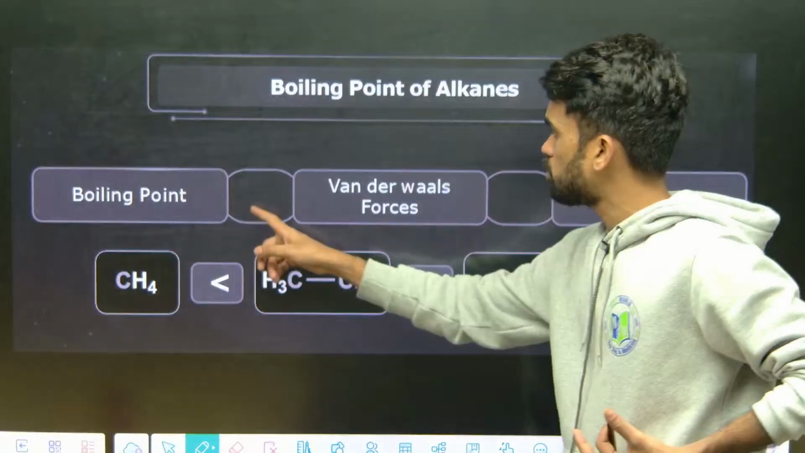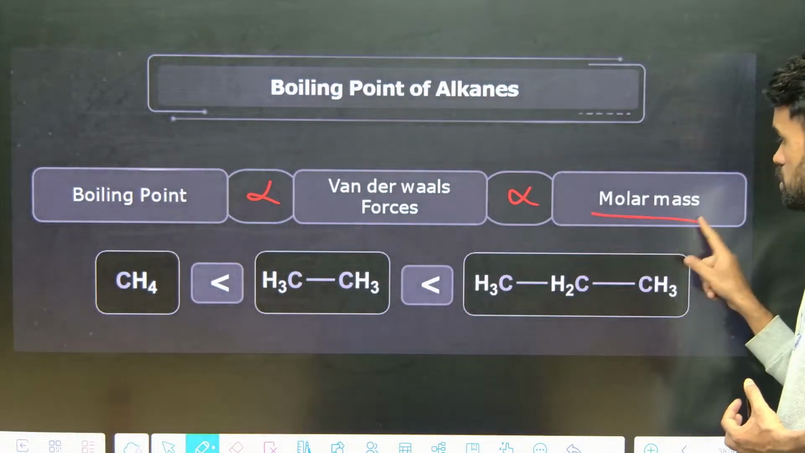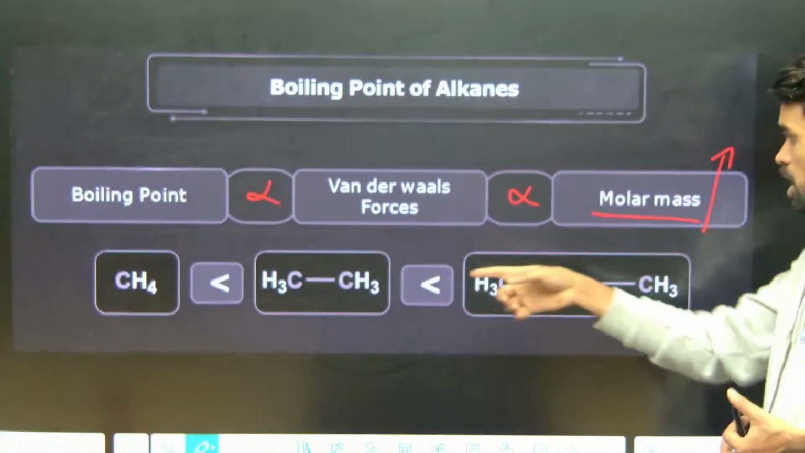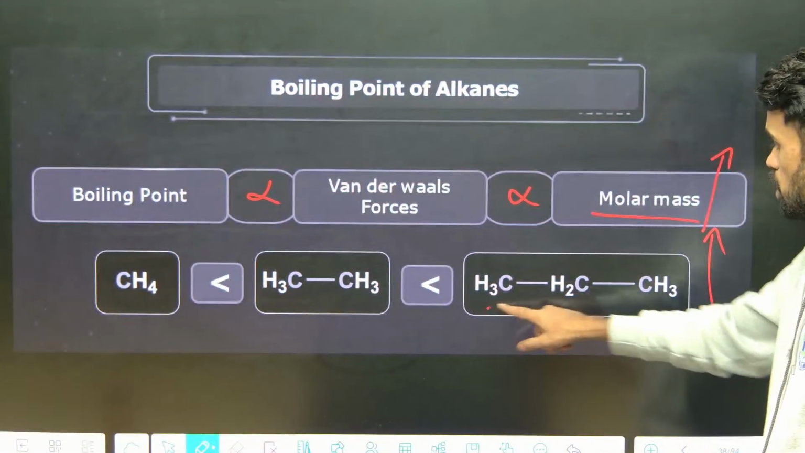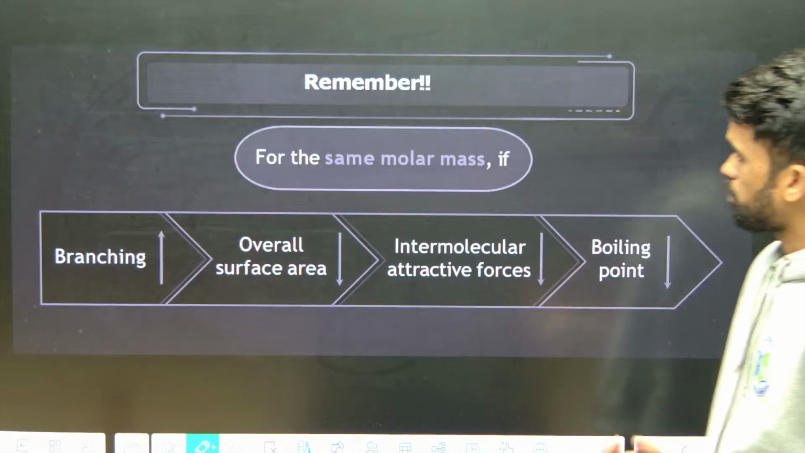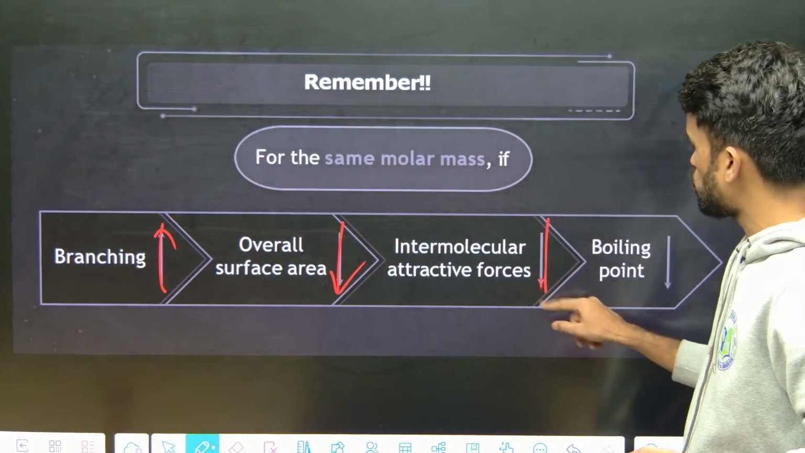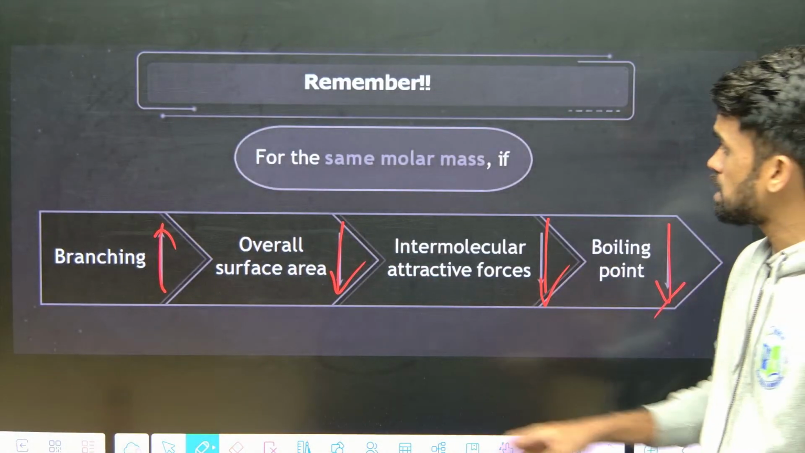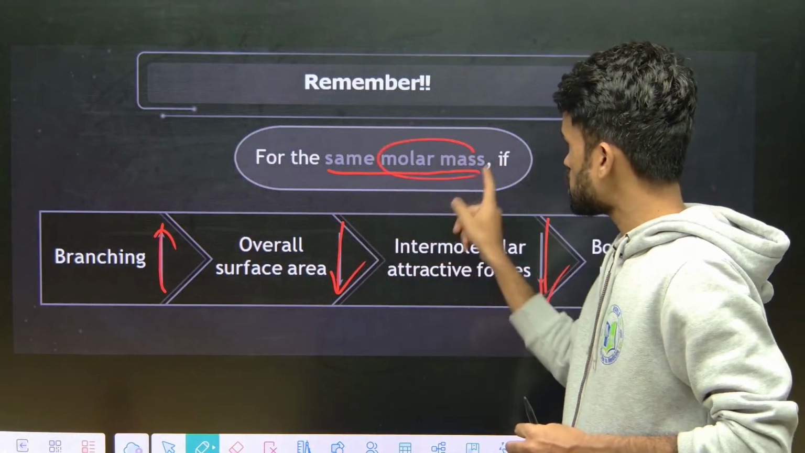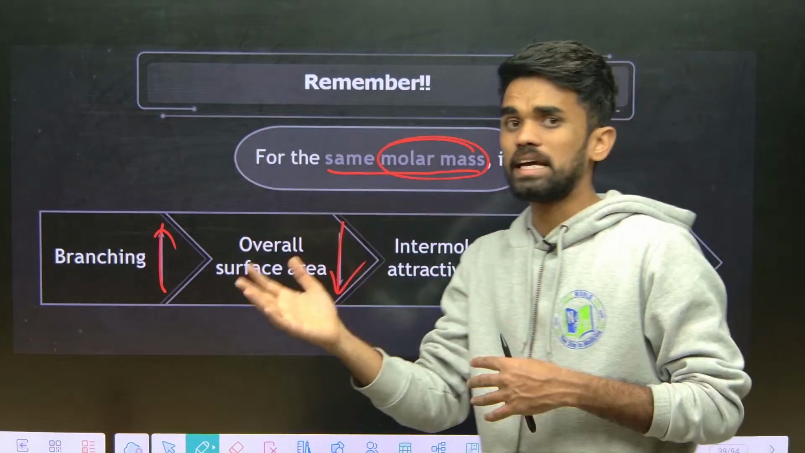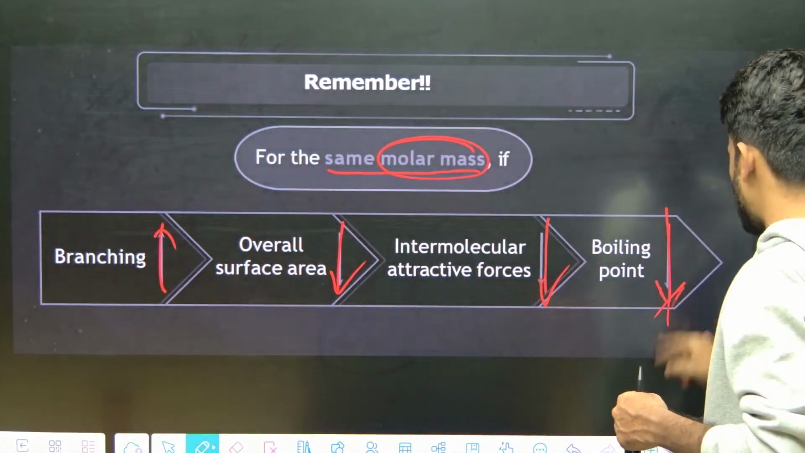So what I told you: boiling point is directly proportional to van der Waals forces, and van der Waals force is directly proportional to molar mass. If more molar mass for a given alkane, greater will be the boiling point. This will be the order of boiling point. If branching increases, surface area decreases, therefore intermolecular forces decrease, so boiling point also decreases for a particular isomer. For a particular molar mass we can have different possible isomers, like N-pentane and isopentane we have seen. In that case, as branching increases, boiling point decreases.